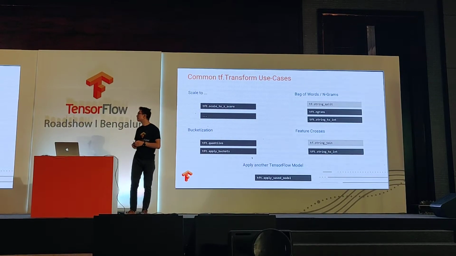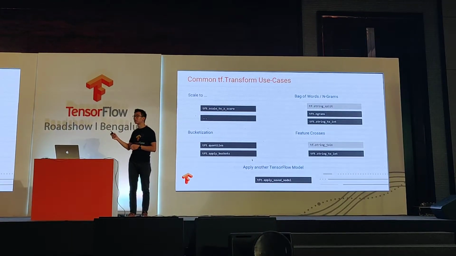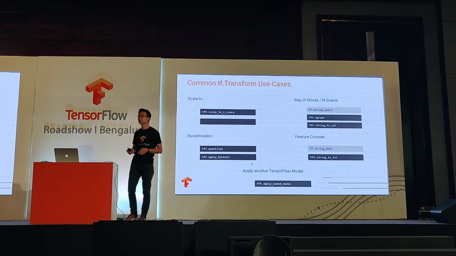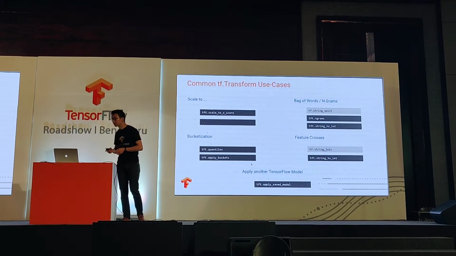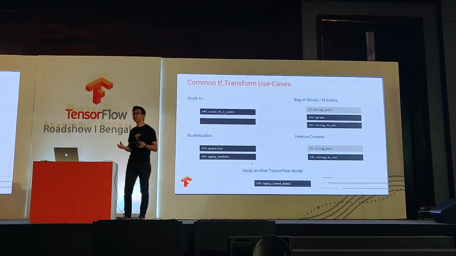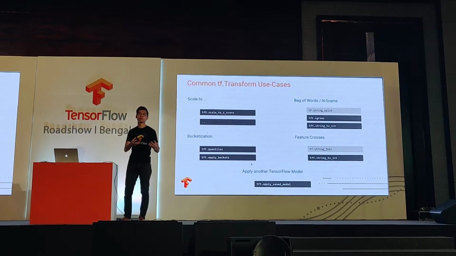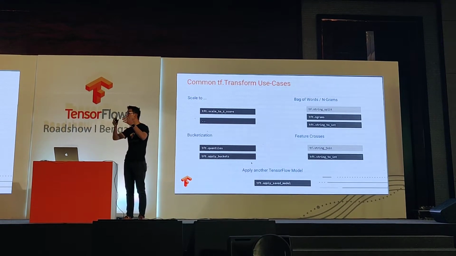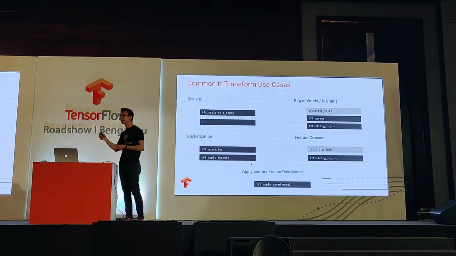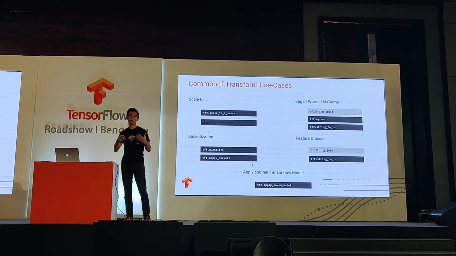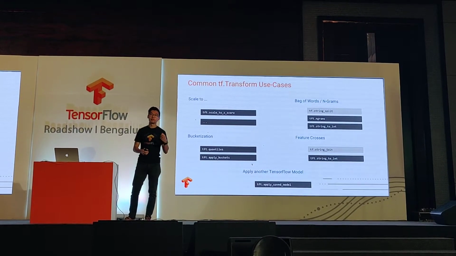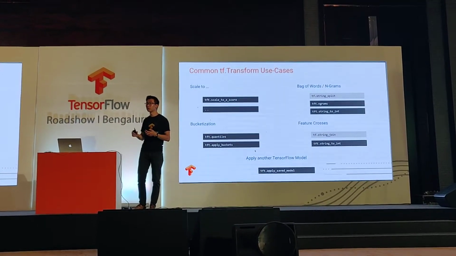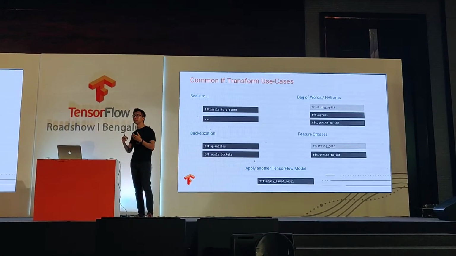Here are some more common use cases. We've talked about scaling, we've talked about bucketization. For text features, a common transformation is computing n-grams over your text. And this transformation on the bottom is really interesting. You can actually use TF transform to apply another TensorFlow model to your data. So for example, if you have raw image data in your data set, you can use TF transform to apply an Inception network to that raw image data, and then use the output of that network as just one feature that your model is actually trained on. This is really powerful because it allows you to reuse existing models.